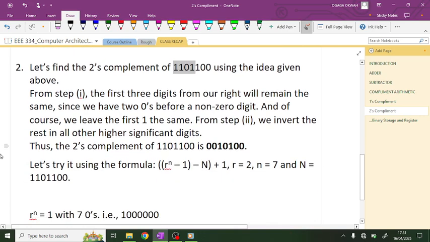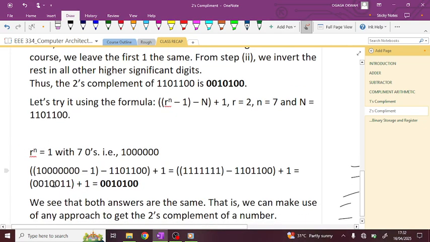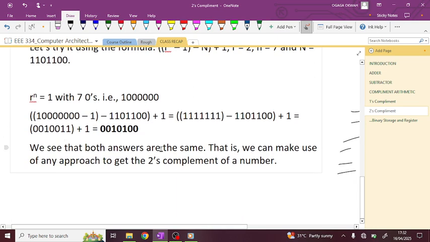Now let's try it using the formula. How many digits do we have? 1, 2, 3, 4, 5, 6, 7. So that will give us 1 with 7 zeros. When we subtract 1 from it, we get 7 ones. Then minus this number gives us the inversion. Plus 1 will give you this. Everything matches exactly. Perfect, so we see that both answers are the same.